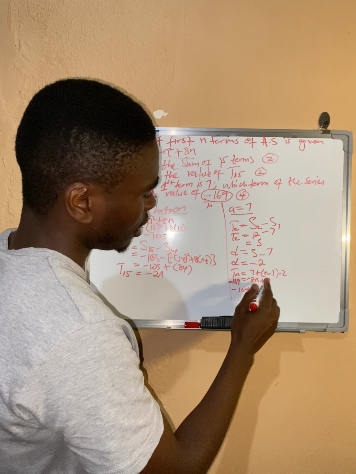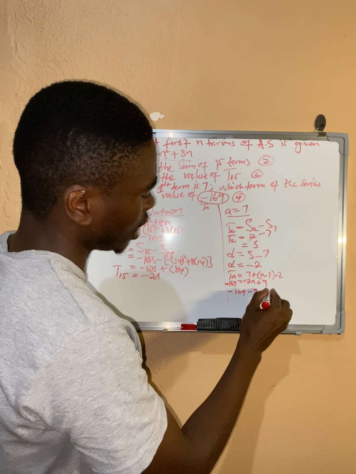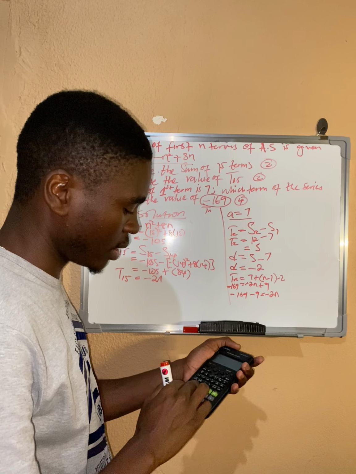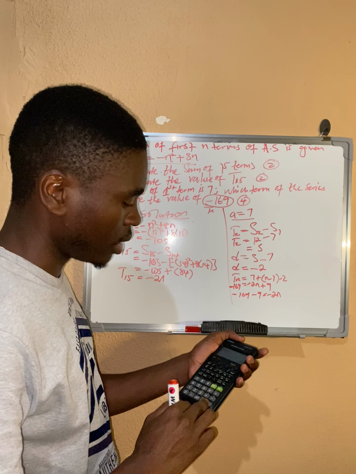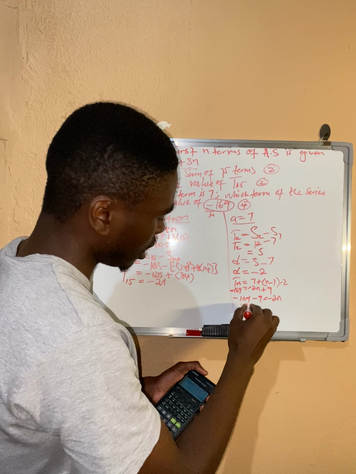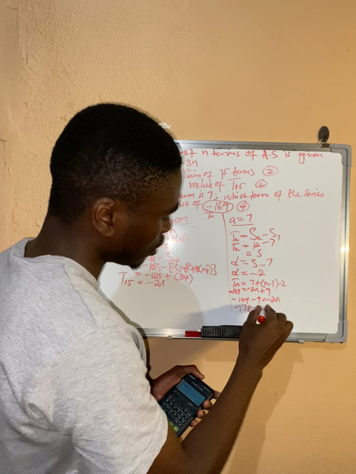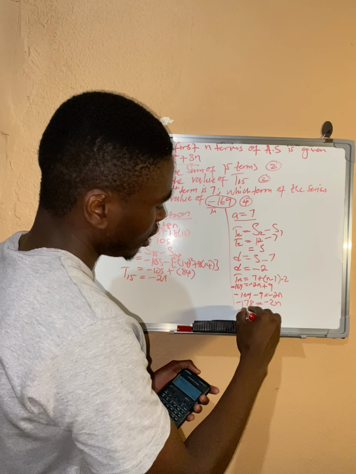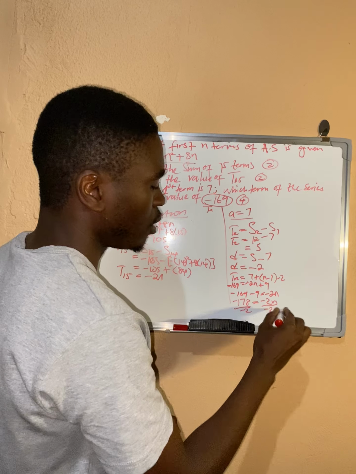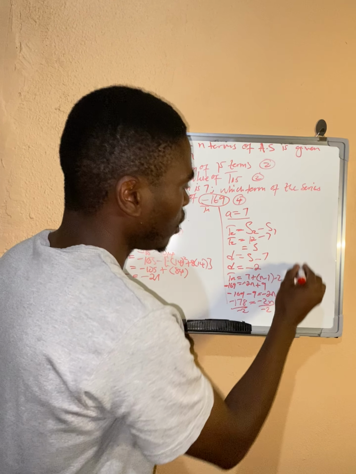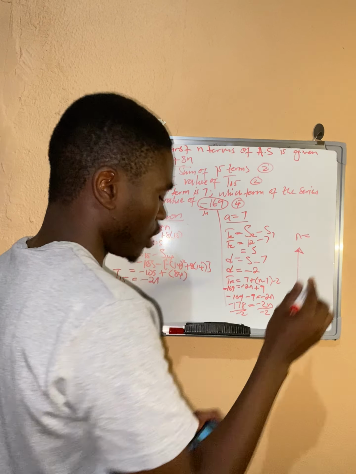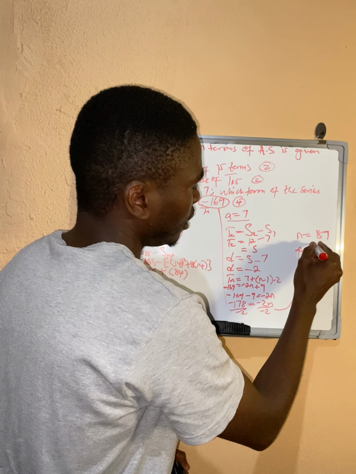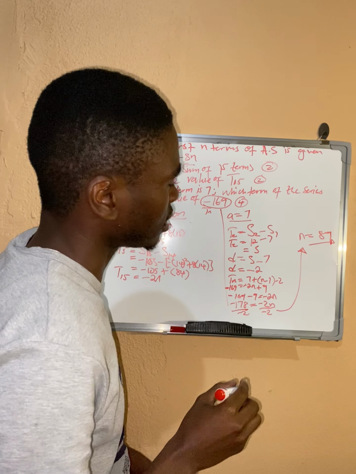minus 9 is equal to negative 2n. So negative 169 minus 9 is going to give you negative 178, which is equal to negative 2n. Now you divide everything by negative 2 because you are looking for the value of n. So now your n is going to be positive 89. So this is your answer.